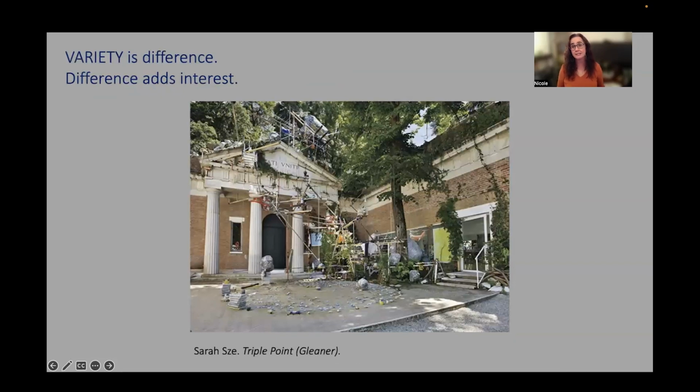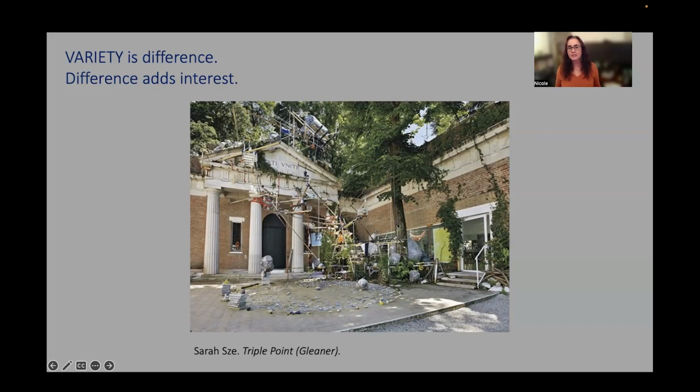So variety basically is difference. So if it's not a sense of oneness, it's variety, and variety is difference. And the idea is that difference adds interest. It's almost like entering into the work and getting our curiosity piqued. What does that mean? What's that mean? So it provides diversity. So the composition is interesting to look at. And that is actually a counterpoint to unity. I think that's a good way to think about it.